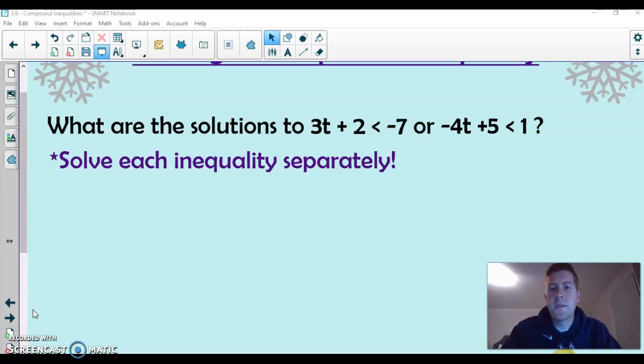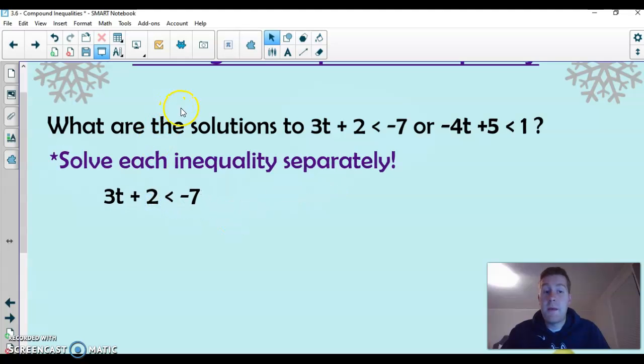So it says, what are the solutions to 3t plus 2 is less than -7, or -4t plus 5 is less than 1? I love the OR compound inequalities, and the reason why is it's essentially like solving two questions at once. So first of all, we're going to take this first inequality here, 3t plus 2 is less than -7, and we're going to solve that one on its own.